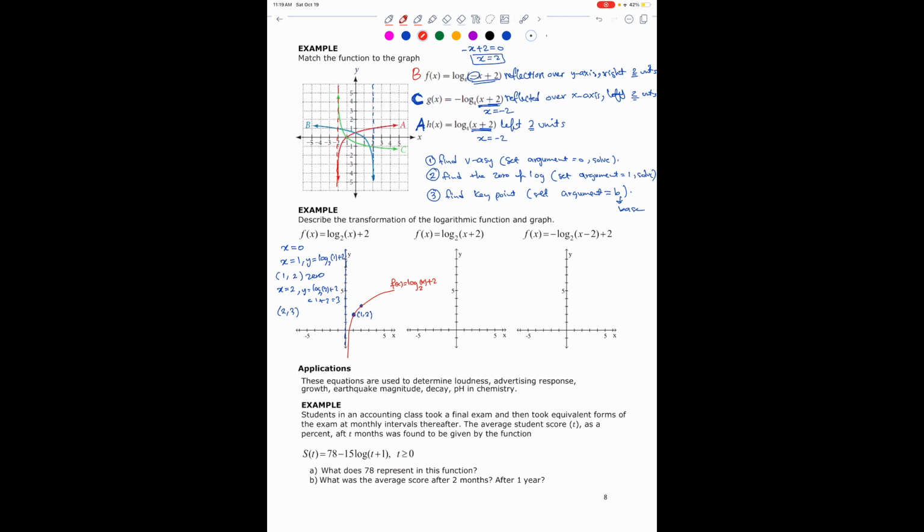Basically, it shifted up 2 units. The x-intercept used to be here. It shifted 2 units up, and that matches the transformation.